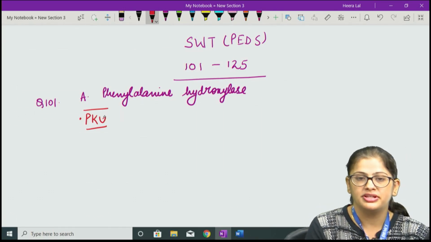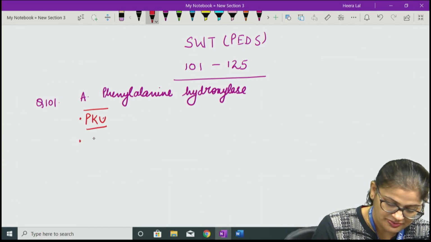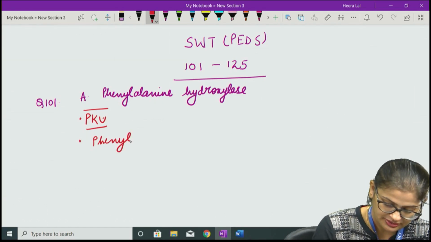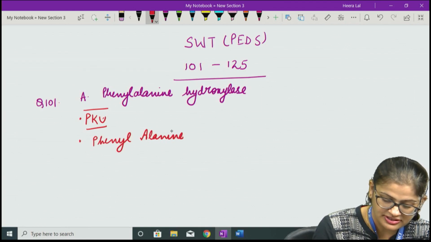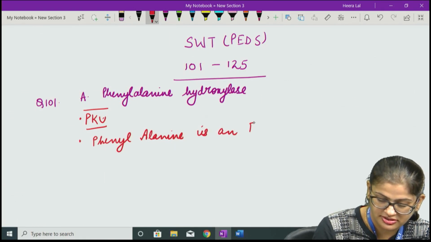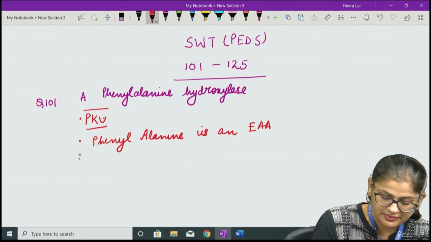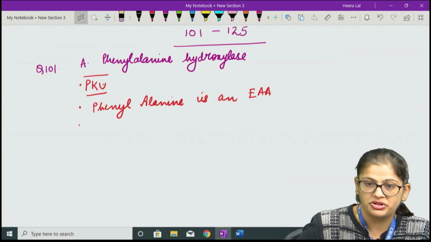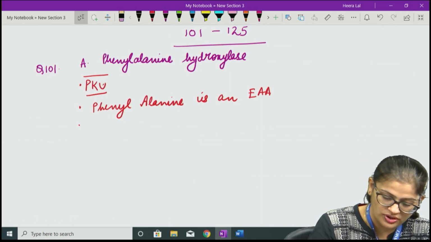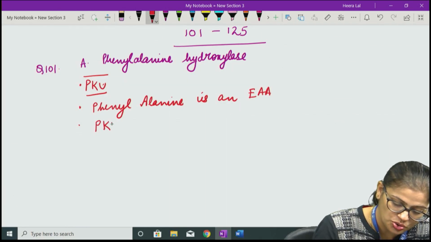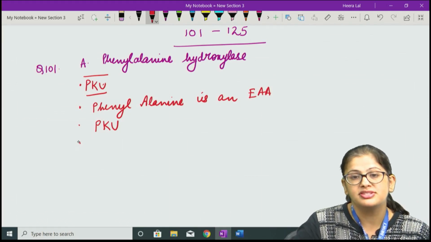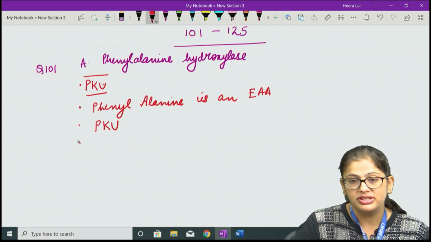So few important things about phenylketonuria. First, phenylalanine is an essential amino acid. And second, deficiency of either phenylalanine hydroxylase or its cofactor tetrahydropterin, deficiency of either of them will cause a condition called phenylketonuria. The severity of the symptoms will depend upon the severity of the enzyme deficiency. The more the deficiency of the enzyme, more severe would be the symptoms.